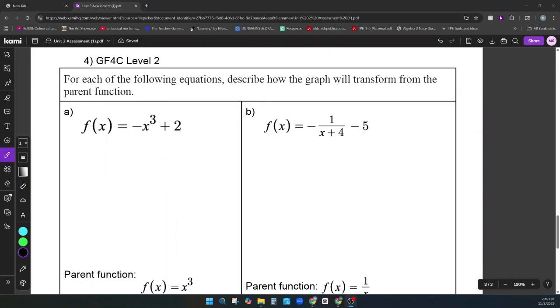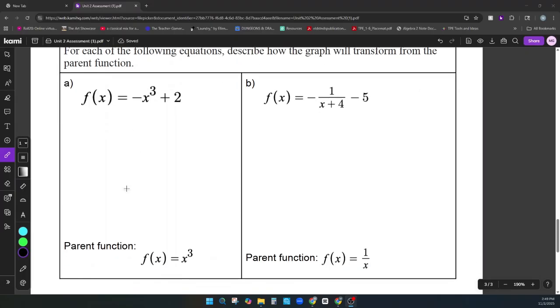Now, when we come to part 4, question 4, it reads, for each of the following equations, describe how the graph will transform from the parent function. So, I give you the parent function below for part A and part B. So the parent function for part A is f of x equals x to the third. So when I'm comparing the function I give you to the parent function, the first thing we need to do is identify all the differences.